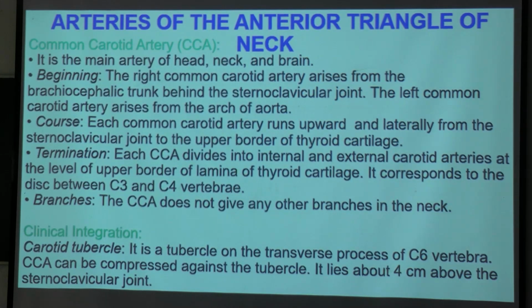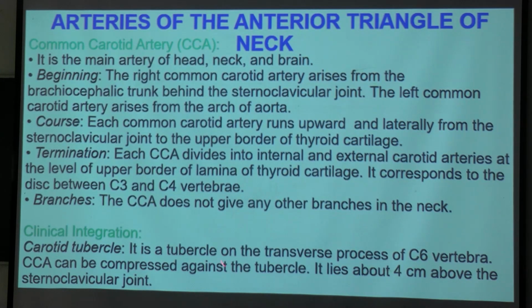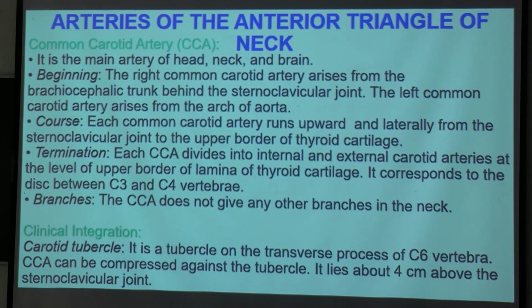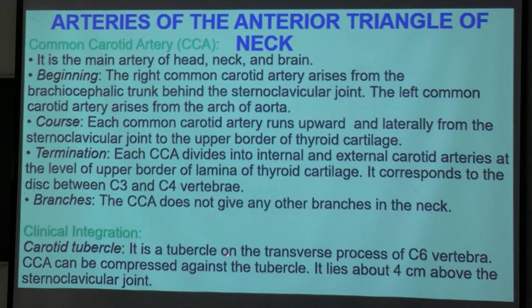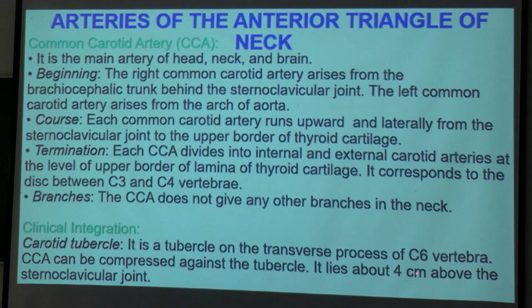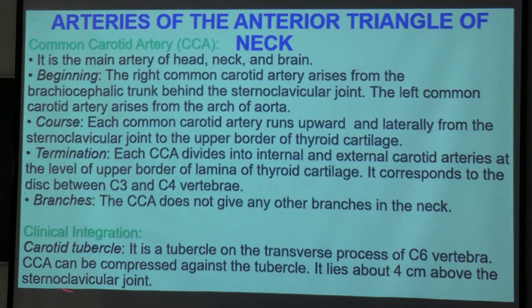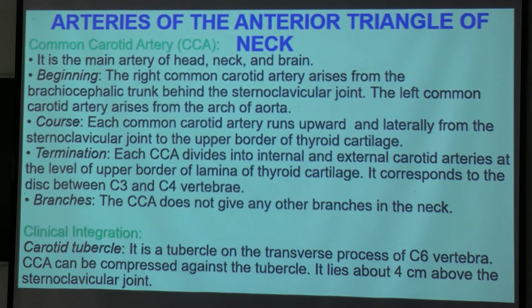The carotid tubercle is a tubercle on the transverse process of the C6 vertebra. Remember it. The common carotid artery can be compressed against this tubercle, and it lies about 4 cm above the sternoclavicular joint.